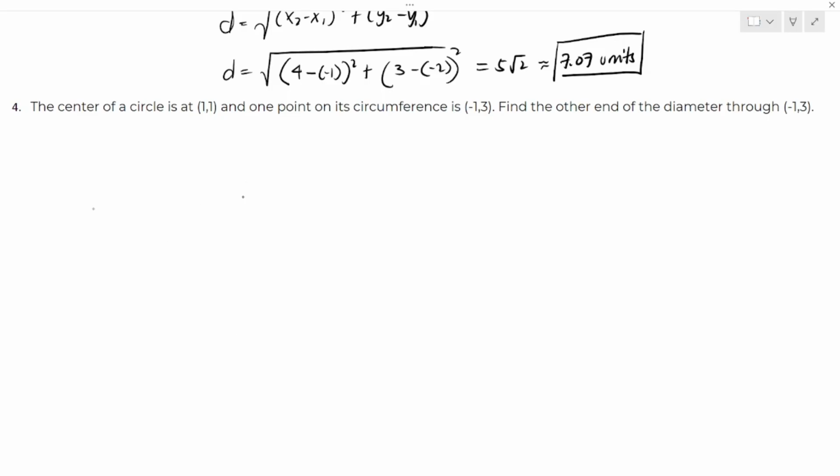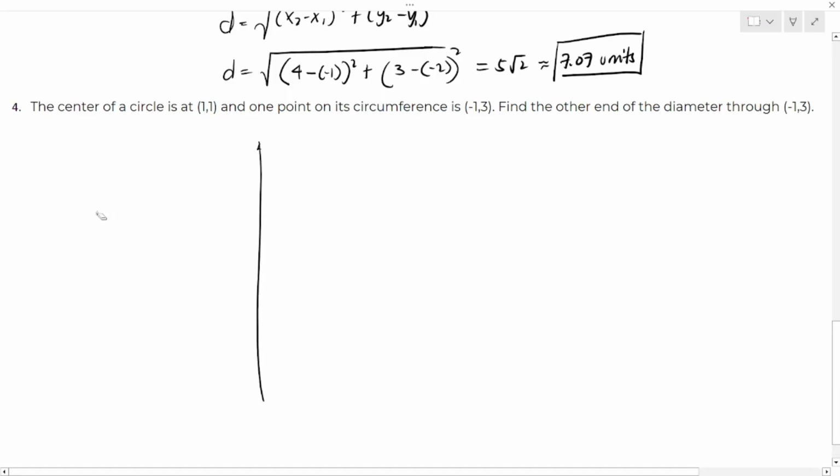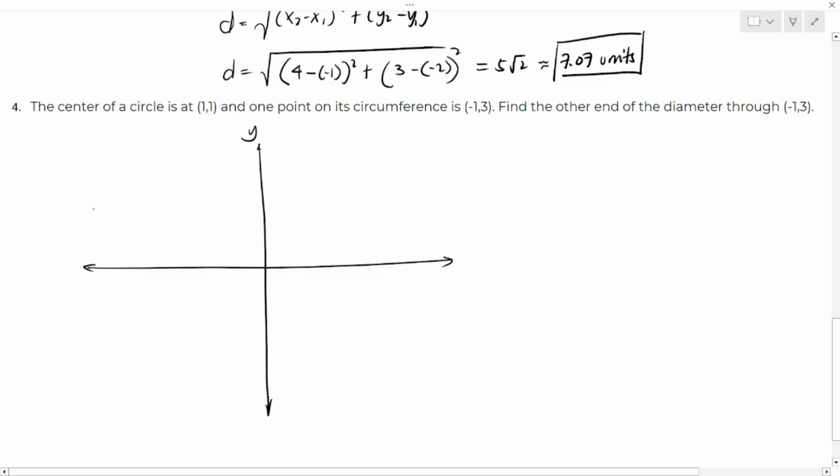So, let's draw, no? Let's draw a coordinate axis. So, we have here our y-axis, and then we have here our x-axis. So, this is your y, this is your x. So, let's just assume this is 1, this is also 1. So, yan yung center natin, guys. Okay. Sabi dito, yung center is at 1, 1. Okay?